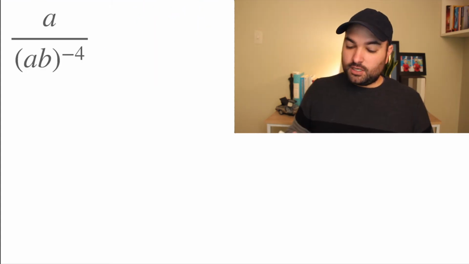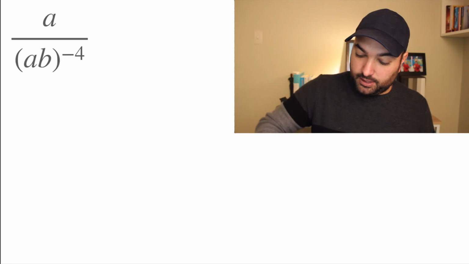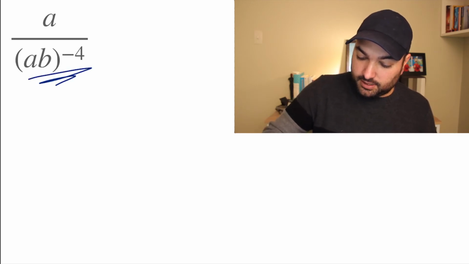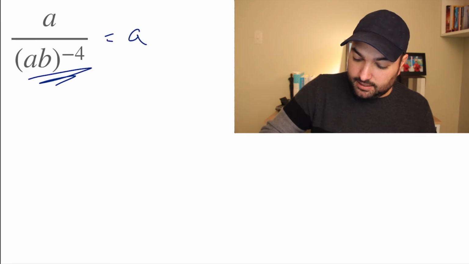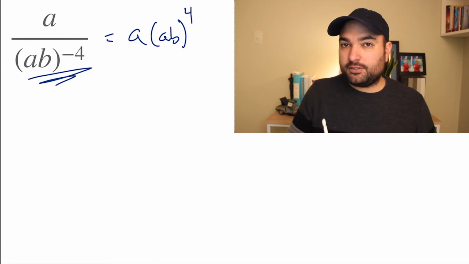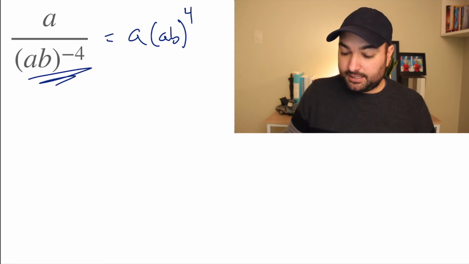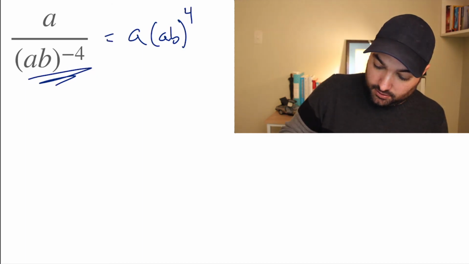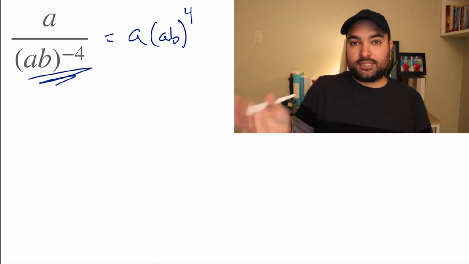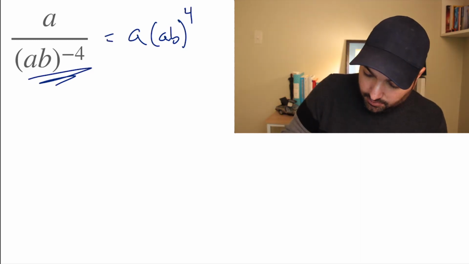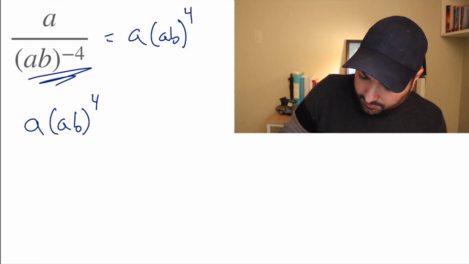Another one. For this one, what we'll do is we will move this part here to the top and change the sign. So this becomes a times ab to the power of 4. It's important that those brackets stay there because what we have is ab to the power of 4. This can be simplified though because there isn't a plus or minus sign in there. So what this is going to look like, we can use the exponent rule to carry the exponent down.